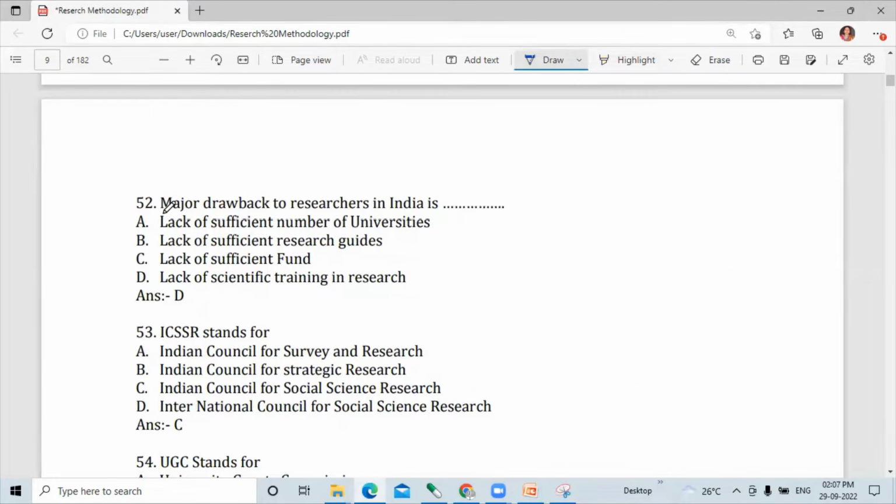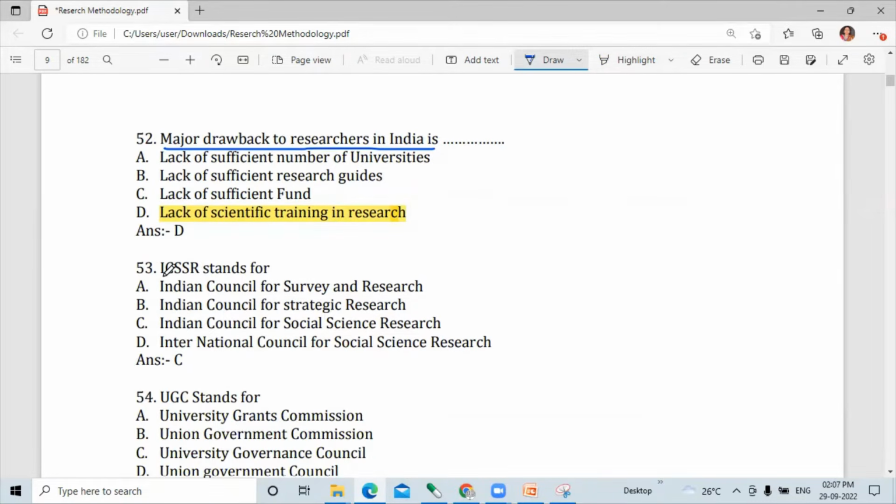Which is the major drawback to researchers in India? The answer is lack of scientific training in research. Lack of scientific training in research.